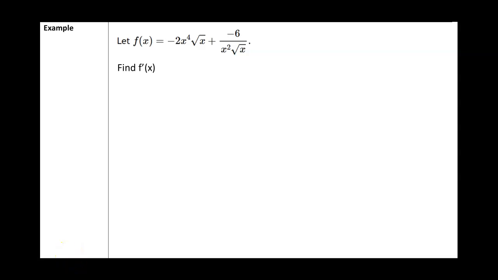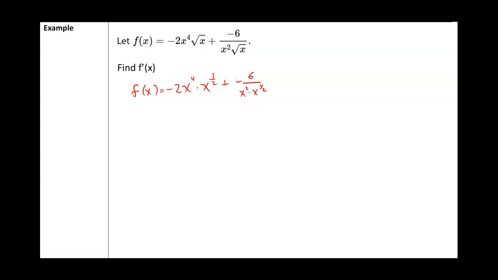Okay, let's take a look at the next example. And just a reminder that anytime we have a radical form, we need to convert that into exponential notation. And anytime something is on the denominator, we need to move it to the numerator before we differentiate. So let's take a look at this example here.